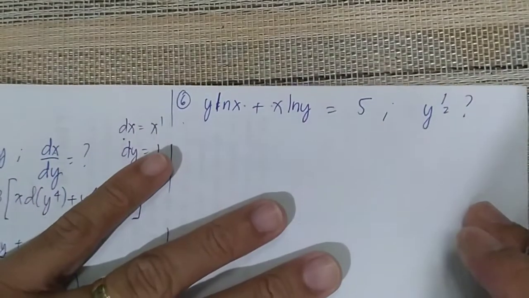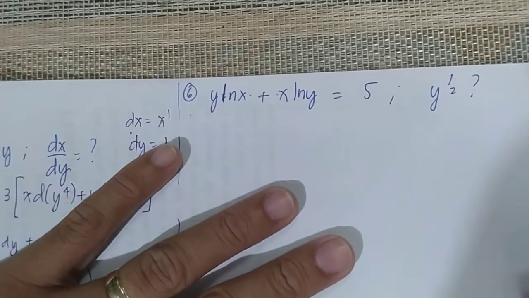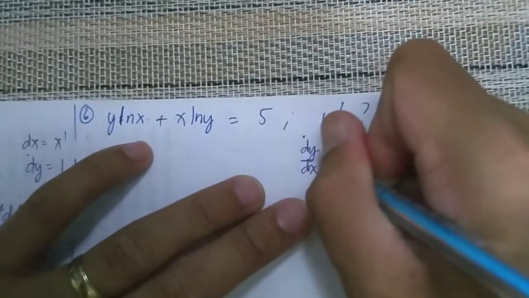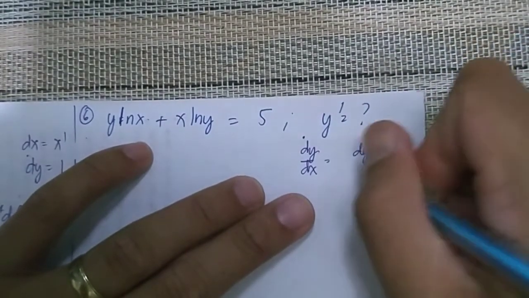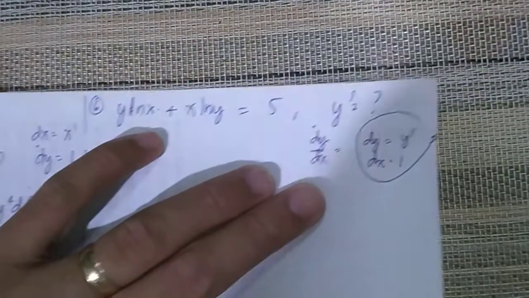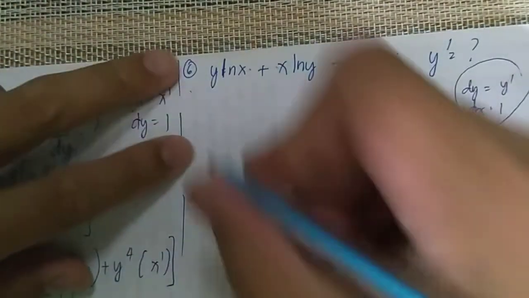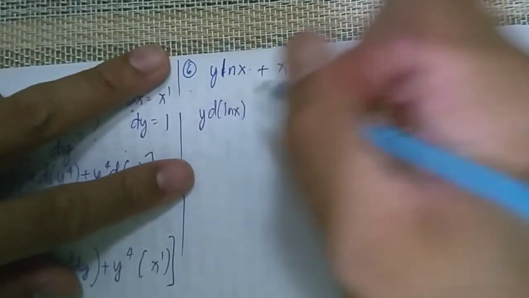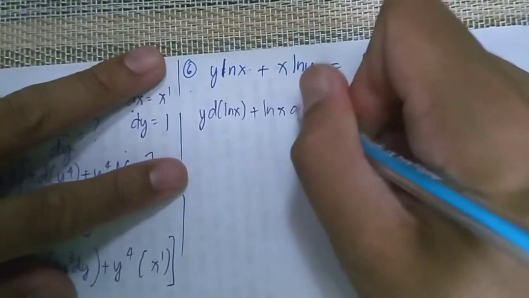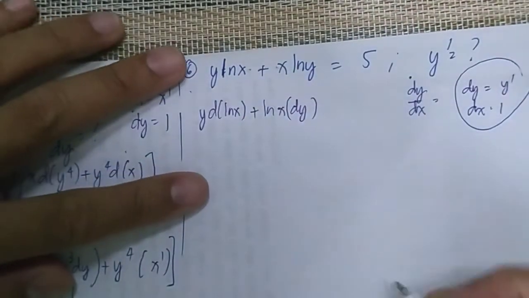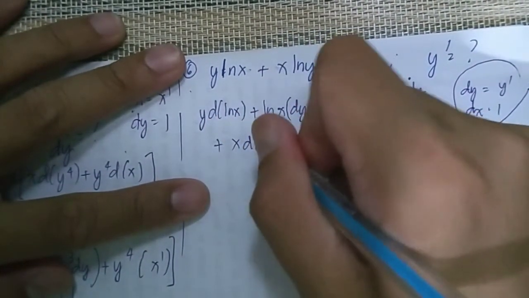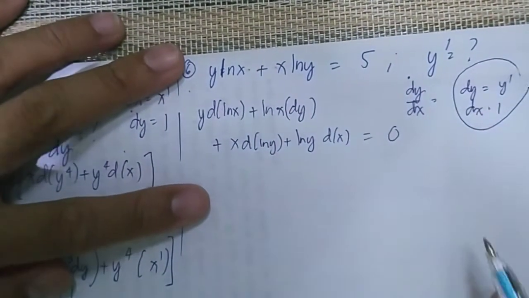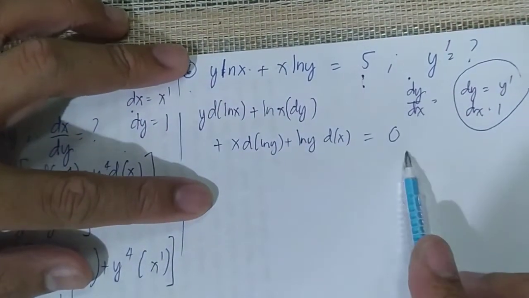Okay. Y ln x plus x ln y is equal to 5. Find y prime. Again, y prime yung hinahanap. dy dx, so derivative ng y prime, derivative ni x, 1. So, y ln x. So, this is a product. Y times derivative of ln x plus ln x times derivative ni y plus x derivative ni ln y plus ln y times the derivative ni x is equal to 0 because the derivative of 5 is 0.